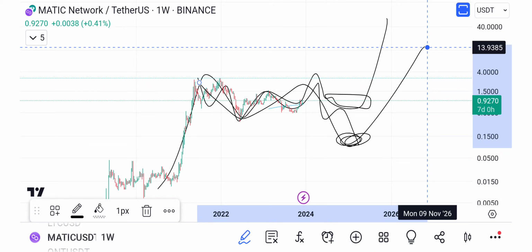So regardless of what happens, if you're a macro bull on Matic, right? If you are bullish on Polygon, right? That's the name, Polygon, with its native token Matic. If you're macro bullish, then you have nothing to worry about. Matic is doing exactly what it needs to do. Sometimes it gets psychologically difficult, right? Because you're not sure what's going on.